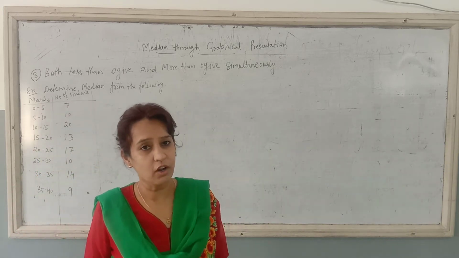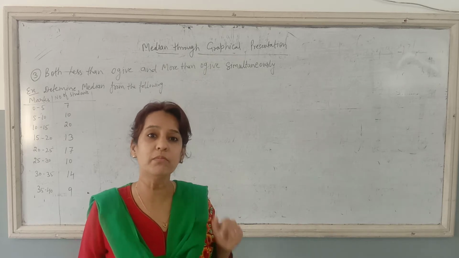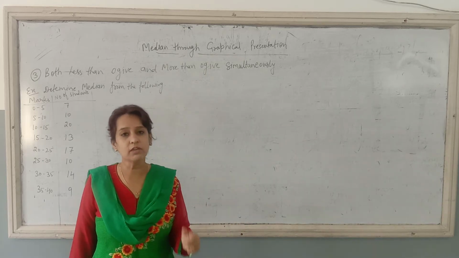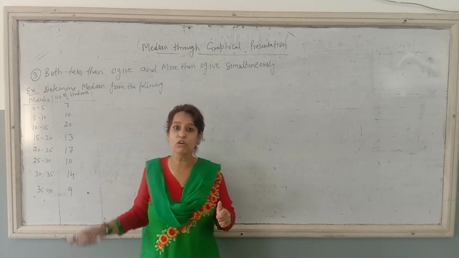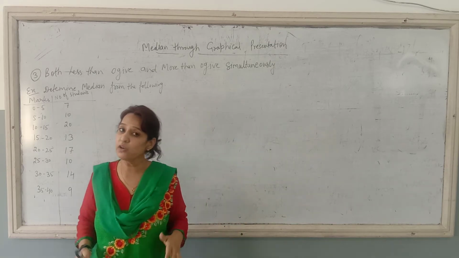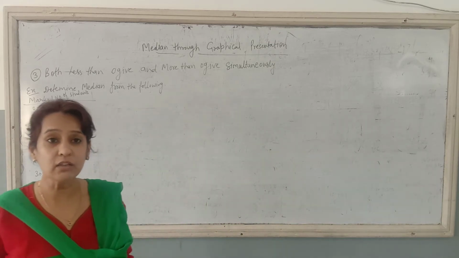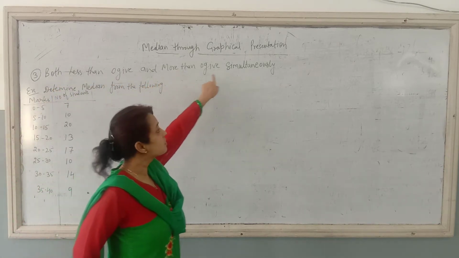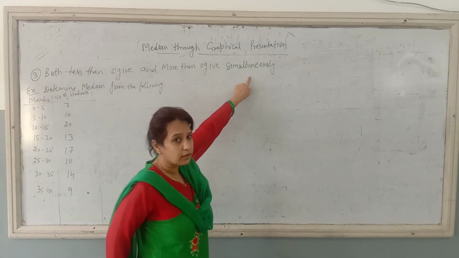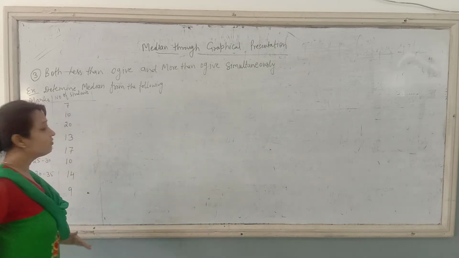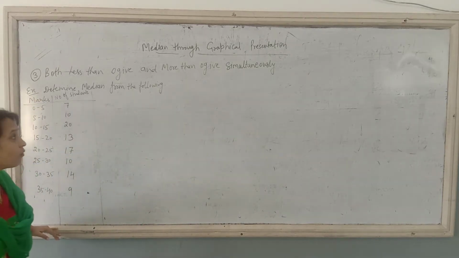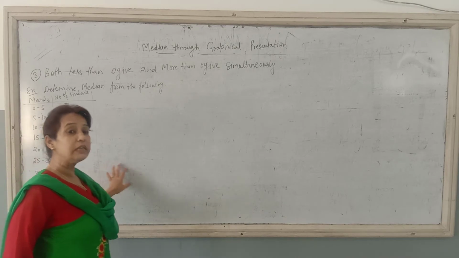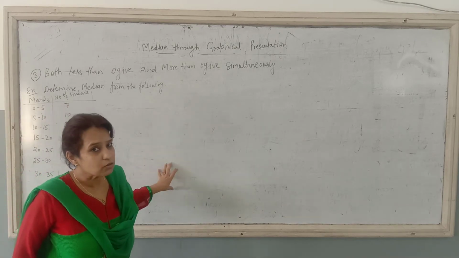Still, if you are not able to understand how to calculate median through less than ogive and more than ogive, you can attend today's session, by which you will be able to calculate median through both ways, less than ogive and more than ogive simultaneously, it means together. From this example, we are going to calculate the median from less than ogive and more than ogive.